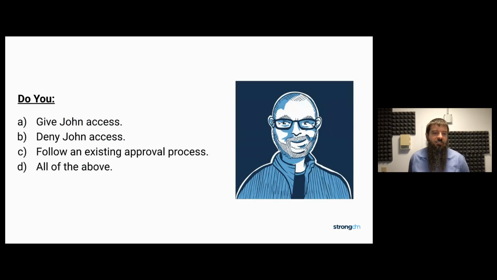So let's just start out with a poll question here, and do a little choose your own adventure. Let's decide together whether we should give John access. You can choose to either give John access, deny John access, follow an existing approval process, or all of the above. The poll question should be on your screen now, so go ahead and make your choice, and then we'll take a look at what the audience has decided, whether John is worthy or not.